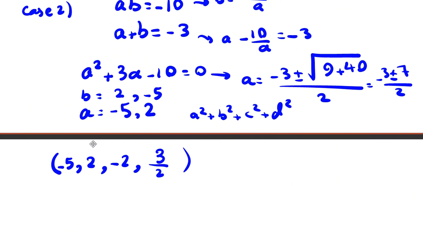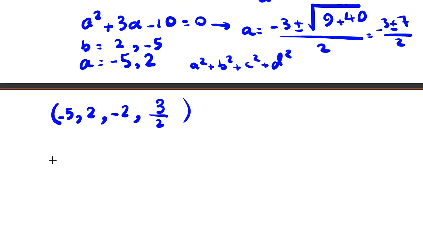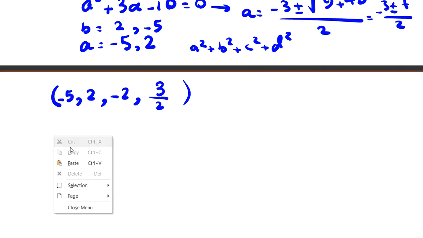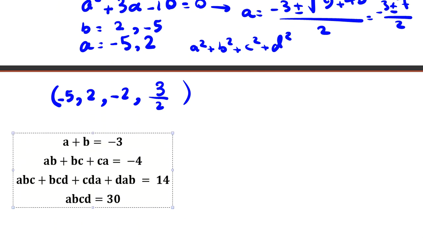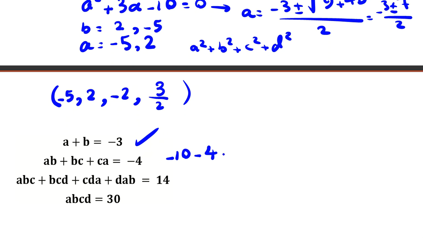Okay, our 4 equations, or let me paste them here. Okay, let's check. A plus B is negative 3, that's okay. AB is what? Negative 10. BC is what? Negative 4. CA is what? Sorry, here CA is plus 10. Is it negative 4? Yes, because A will be cancelled. So the second equality is okay.